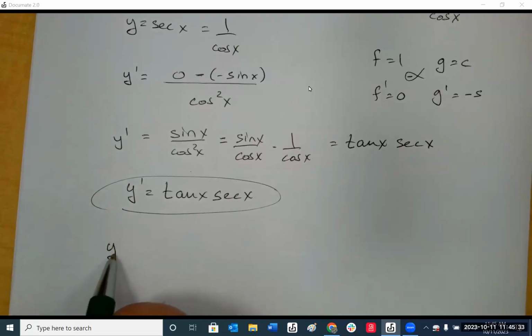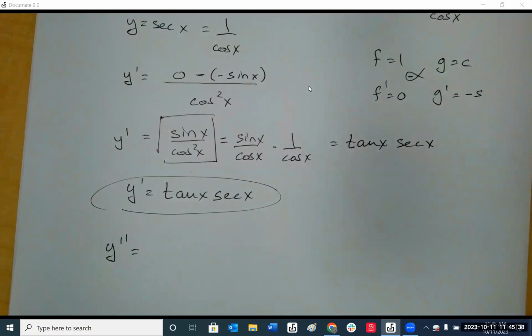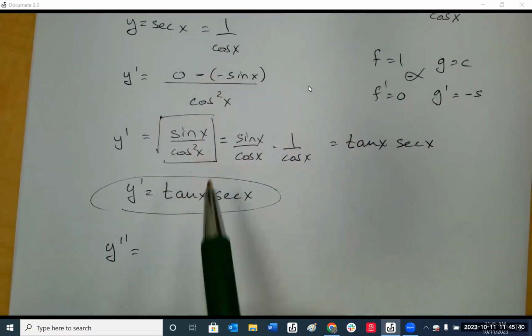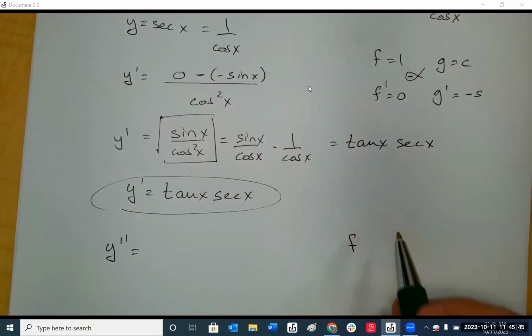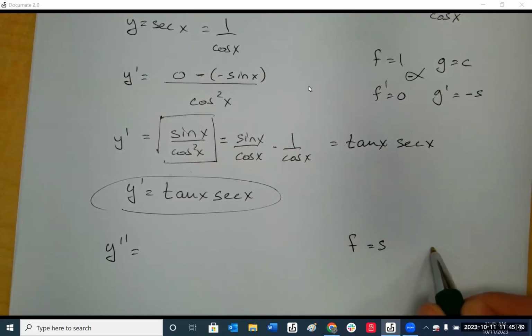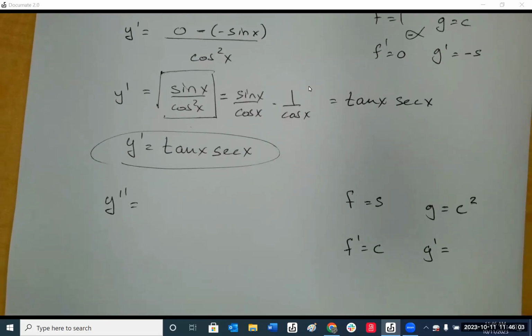So now for our second derivative, we can start off from that one right there. Our f is sine x. G is cosine squared. So the first derivative of sine is cosine. First derivative of cosine squared, it's a power rule.